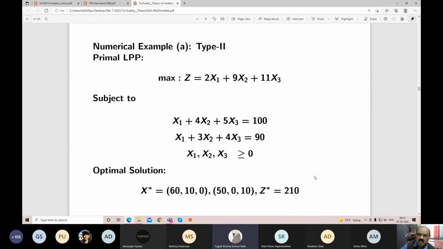Now substitute here: 2x1 plus 9x2 plus 11x3. So x1 is 55, 2 into 55 is 110. And 9 into 5 is 45, 11 into 5 is 55, that is 100. 110 plus 100 is equal to 210. You got another. So now from 2 I got another one.